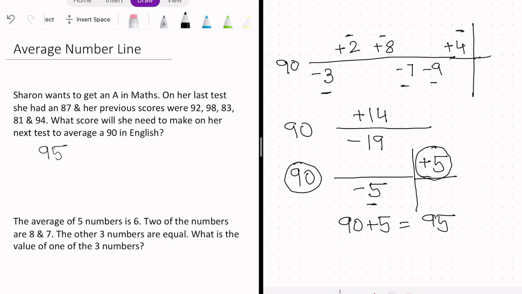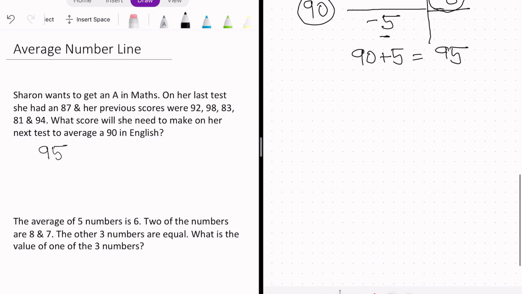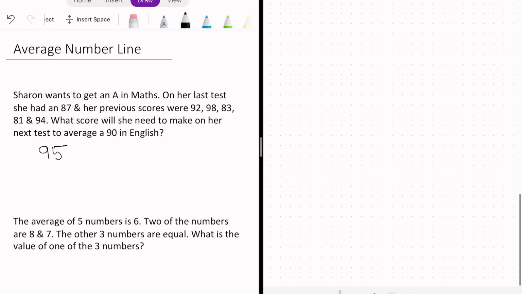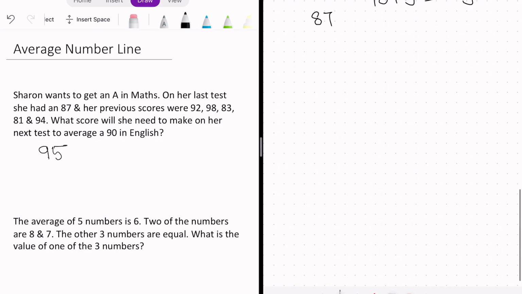Now this is a very simple calculation. Let's look at the traditional way of doing this problem. The traditional way would be that we add up all the numbers, which is 87 plus 92 plus 98 plus 83 plus 81 plus 94. And if we add them all up together, let's look at what we get.